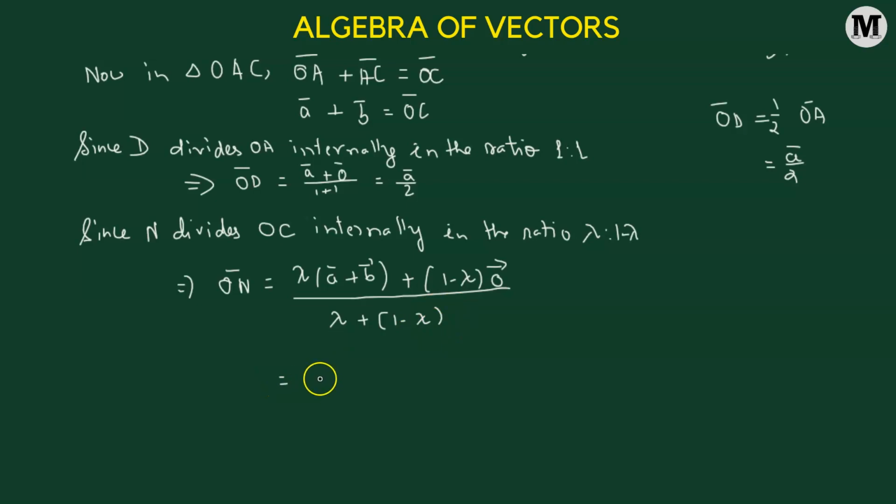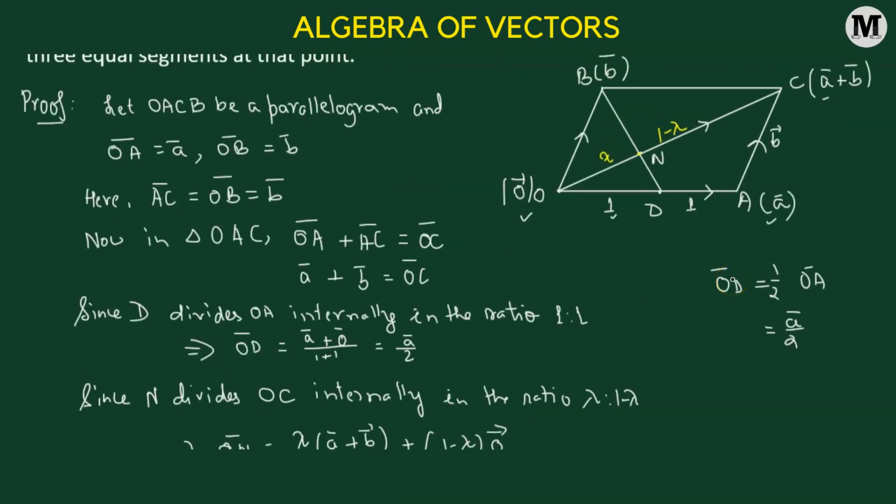Now this is simply equal to lambda times (A vector plus B vector), or we can say lambda times A vector added to lambda times B vector. So this is our vector ON, or the position vector of the point N, which divides OC into ratio lambda is to 1 minus lambda. Now here we can observe that the same point N also divides BD. So let's say it divides BD into ratio mu and 1 minus mu.